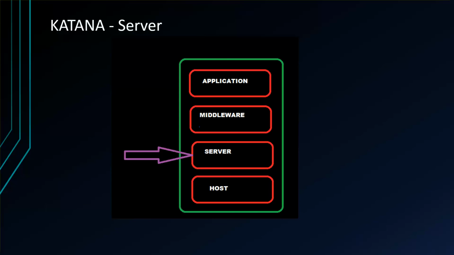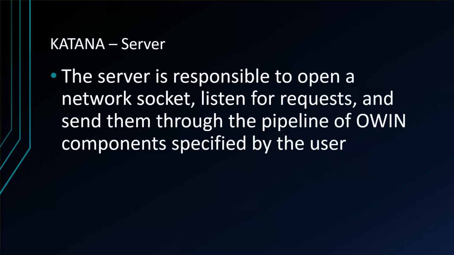The third logical layer of Katana is the server. The server is responsible for opening the network-related sockets and listening for incoming requests, and for processing and sending those requests back through the pipeline of OWIN components specified by the user. Based on our specification of the middleware components and request pipeline, it executes as per our configuration only.